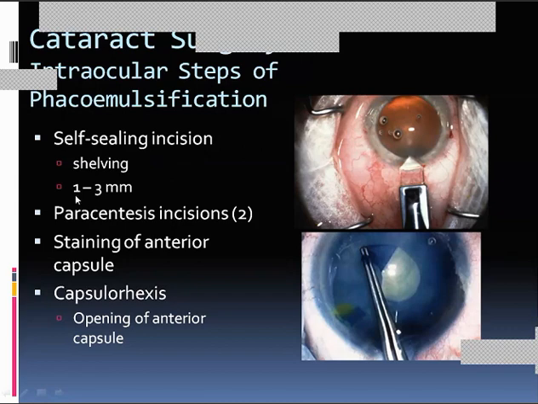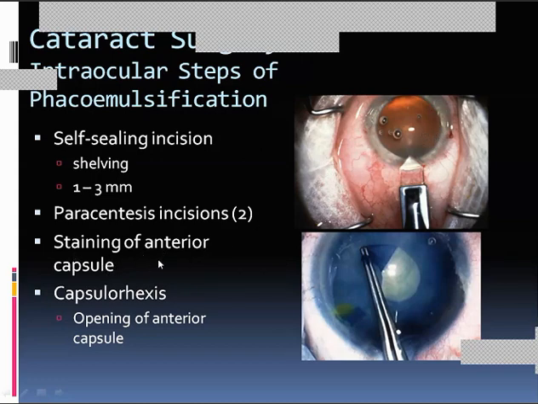And then it is a self-sealing incision, whereas in the SSCS it is 6 millimeters, but in the case of phacoemulsification it is only 1 to 3 millimeters. And then the paracentesis incisions are there. We have to give 2 incisions here, and another one is here to irrigate the AC, and it is for the AC maintenance also.